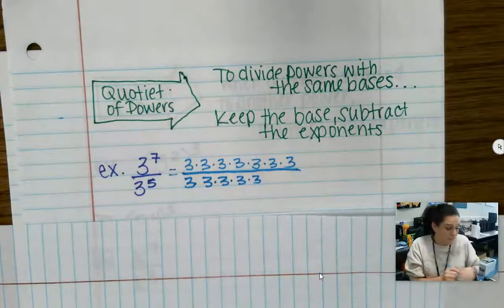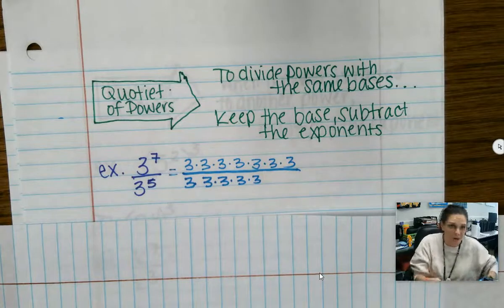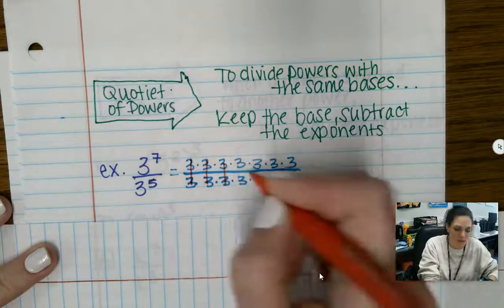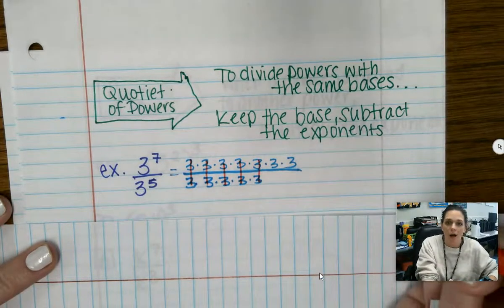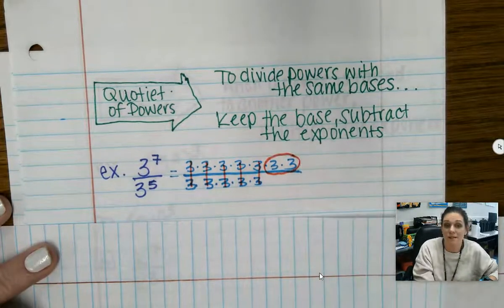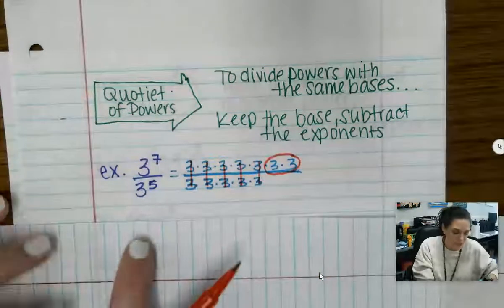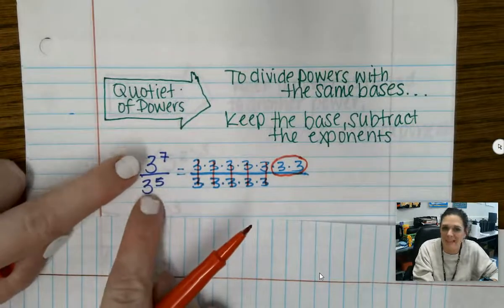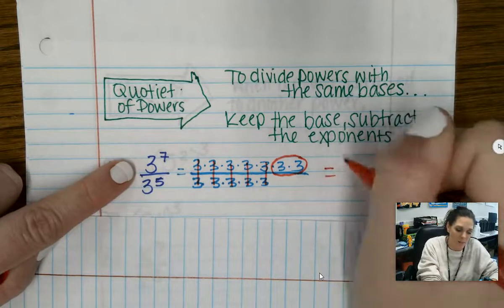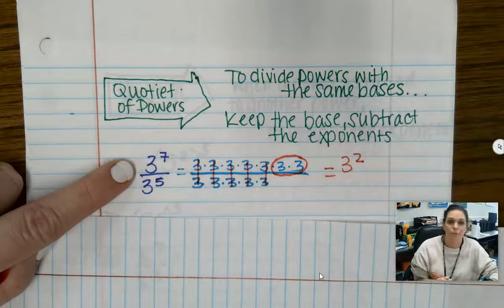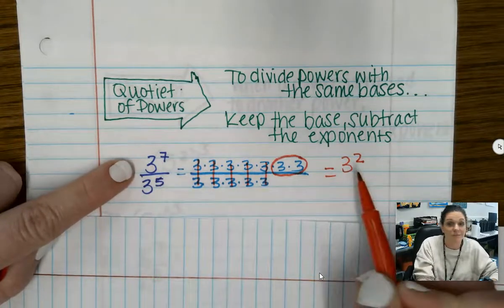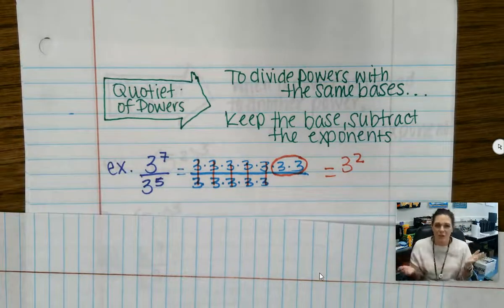Well, any number divided by itself makes the number 1. So 3 divided by 3 is 1, and 3 divided by 3 is 1, and then this 3, and this 3, and this 3, and this 3, and this 3. But look, there's still 2 3's left. So in this case, it's kind of like that battle. Who's going to win, the top or the bottom? The top is going to win, and how many is he going to win by? He's going to win by 2. Notice 7 minus 5 makes 2. So that's why this rule works.